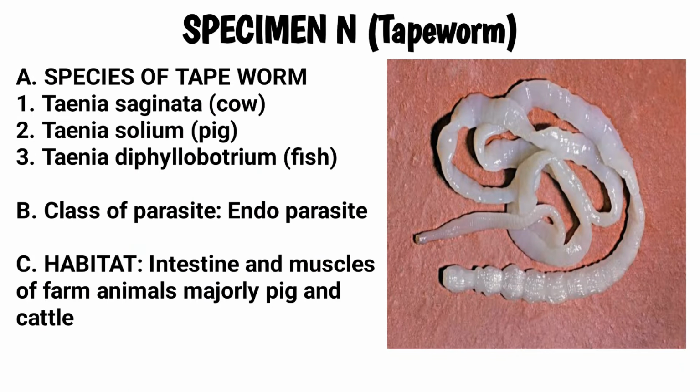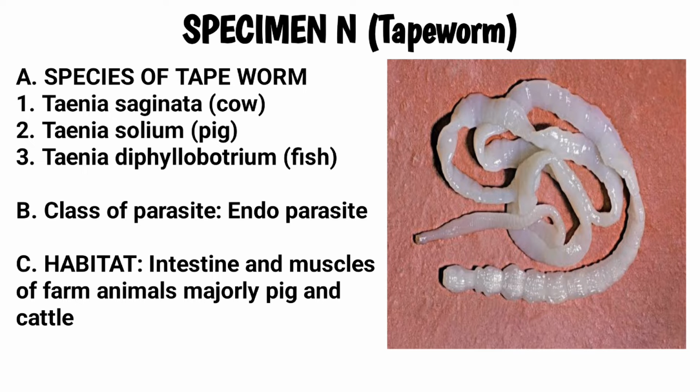So moving on, specimen N is a tapeworm, and there are various species of tapeworm and different sources. We have Taenia saginata gotten from cow. We have Taenia solium gotten from pig. We have Taenia diphyllobothrium gotten from fishes. Then you could be asked, what is the class of this parasite, or what class does it fall under?